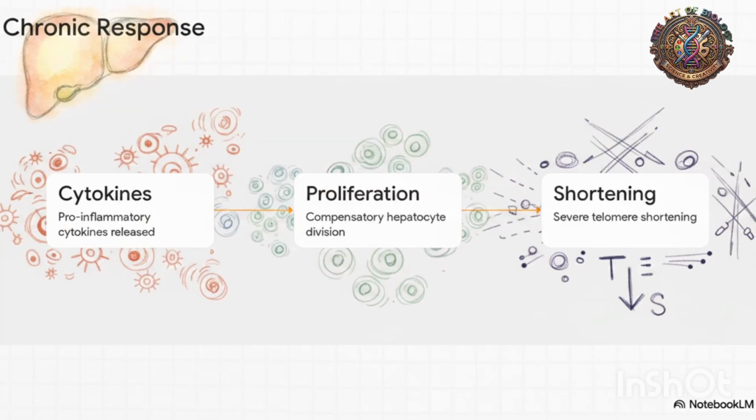Now, this constant chemical bath forces a really flawed biological response. The cytokines trigger compensatory hepatocyte proliferation. Basically, the liver cells start dividing rapidly, desperately trying to heal and catch up. But this rushed, continuous division comes at a steep cost. It leads directly to severe telomere shortening, resulting in a drop in the T to S ratio and an increase in sister chromatid exchanges, which are highly visible markers of genetic strain.